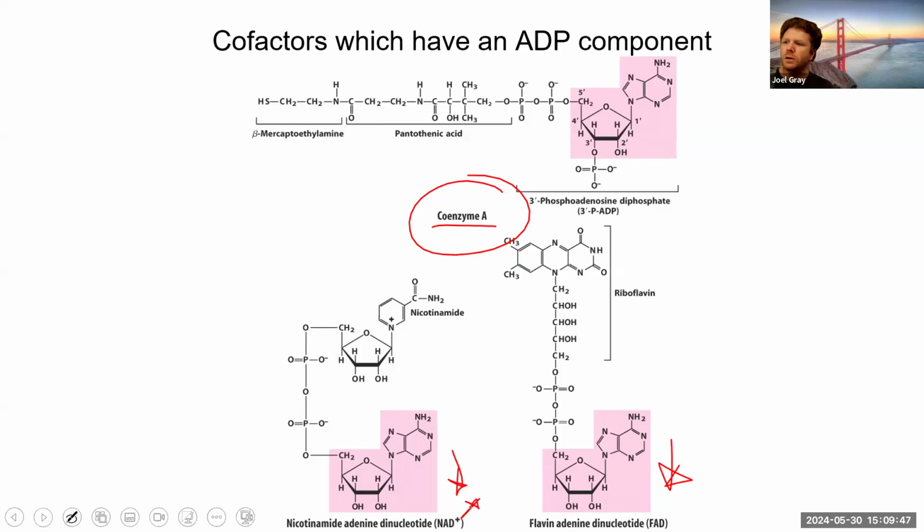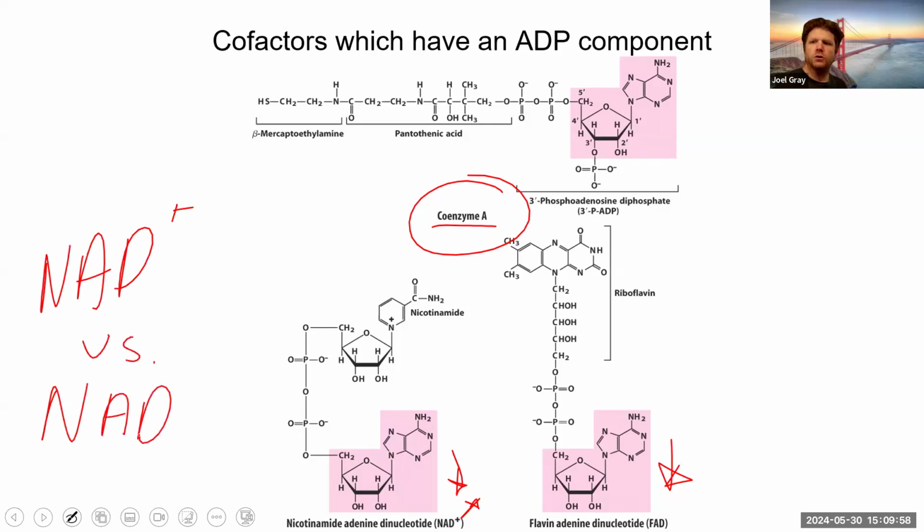Nicotinamide adenine dinucleotide. This exists in 2 different forms: NAD plus and NADH. So we have an oxidized and a reduced form of that. And just so y'all know, whenever we talk about oxidized and reduced forms of something, I want you to think of this as a redox cofactor existing as its oxidized or its reduced form.